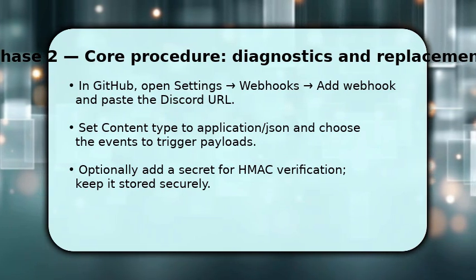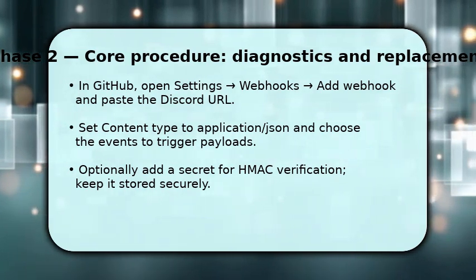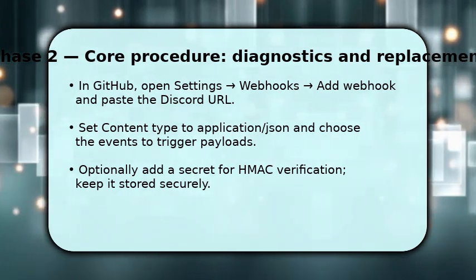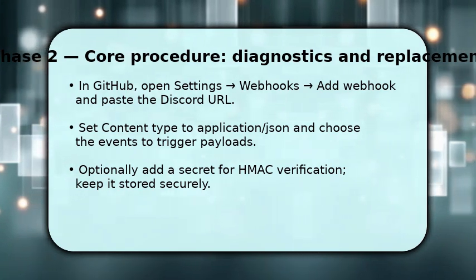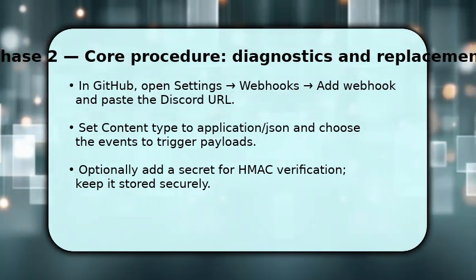If you want security, add a secret. GitHub will sign each payload with HMAC, and you can verify it if you proxy the request. Otherwise, Discord accepts the payload directly.